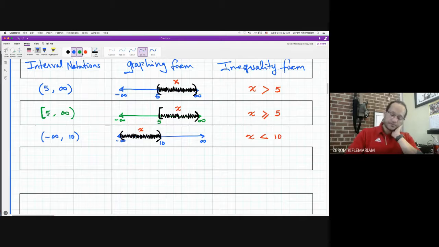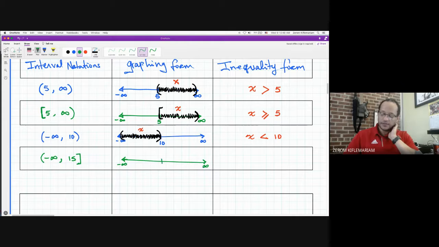Similar question, but this time let's say from negative infinity, and let's go ahead and say 15, it doesn't matter. Negative infinity, positive infinity. In the middle, I'm only interested in the number 15. The interval notation tells me which part to shade. It says shade between negative infinity all the way to the number 15. Infinity is always a parenthesis, but 15 is a bracket.